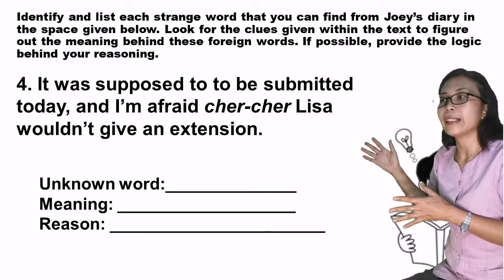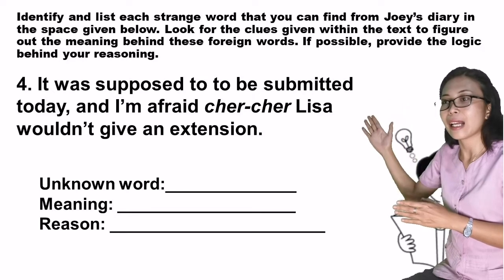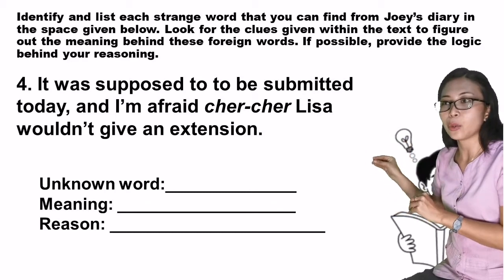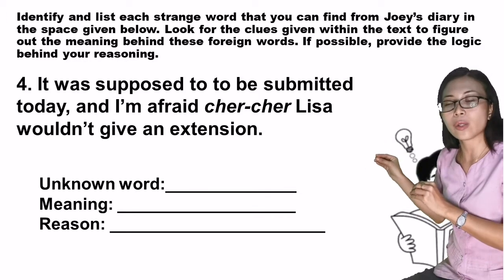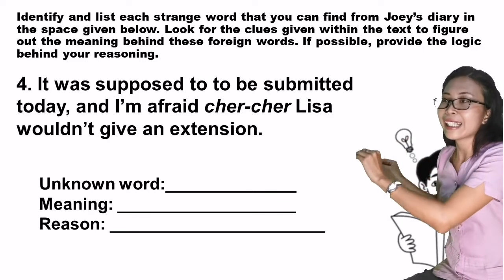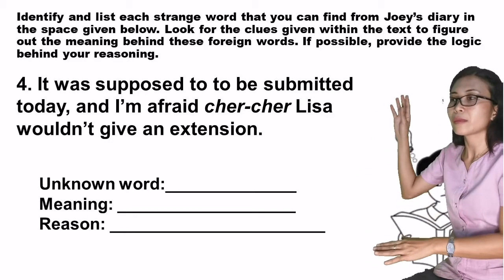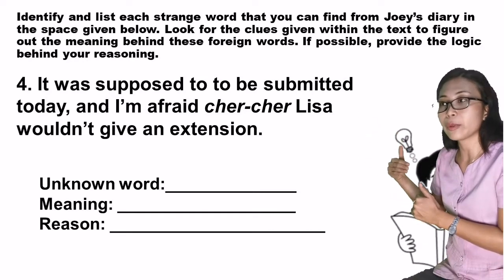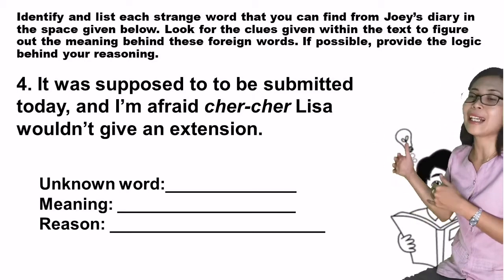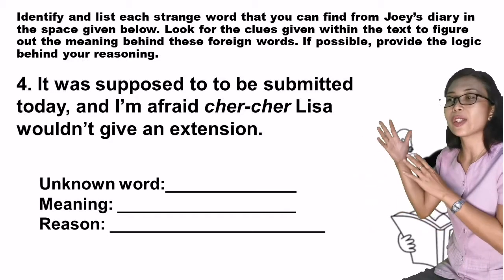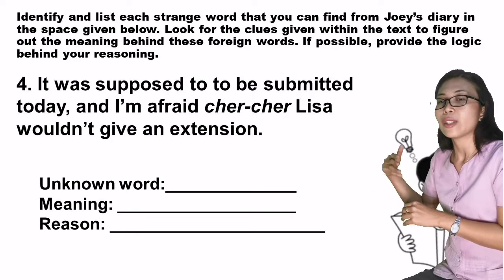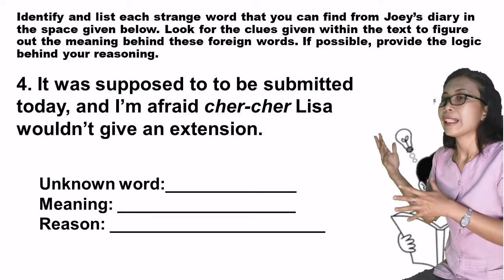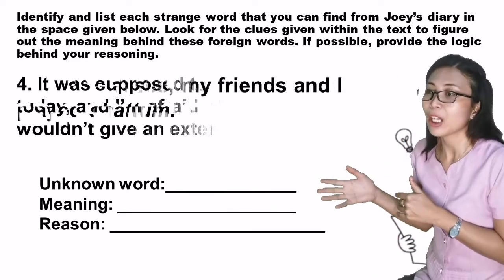So definitely, again, the unknown word is cheer Lisa. The meaning could be somebody who is in authority to give an extension or consideration regarding the case of Joey. So therefore, the meaning is teacher Lisa. And the reason is because of the word cheer, which is extracted from the word teacher, structurally speaking. Another reason is that cheer Lisa is somebody who is in authority to give Joey the consideration and extension about his assignment. Yay! Bravo, group 4.